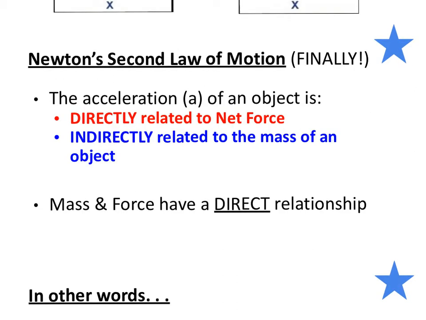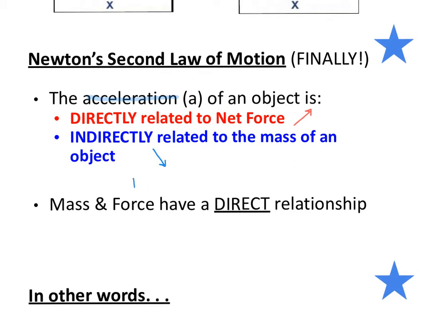Newton's second law of motion all focuses on acceleration. Acceleration of an object is going to be directly related to the net force, meaning as acceleration increases, my net force will increase. However, acceleration is indirectly related to the mass of an object. So as mass increases, acceleration decreases.